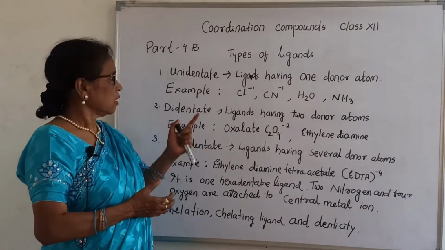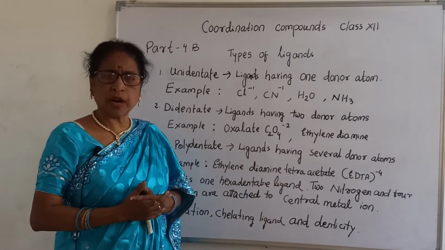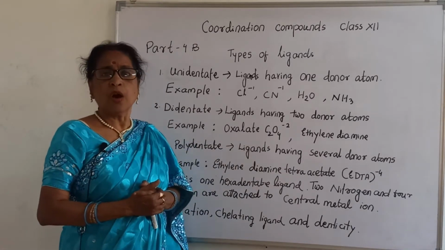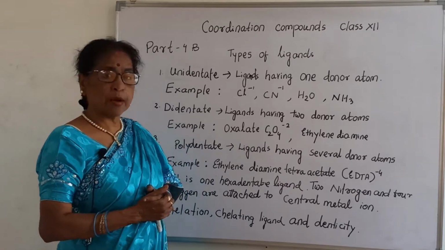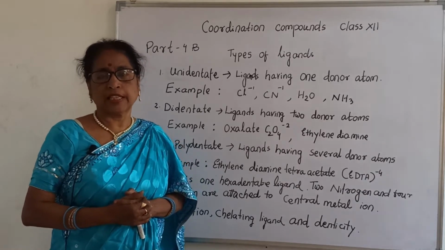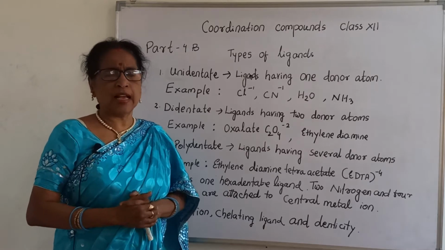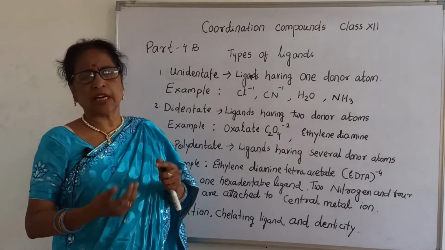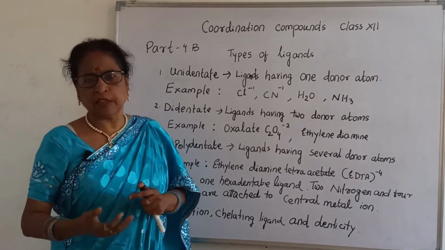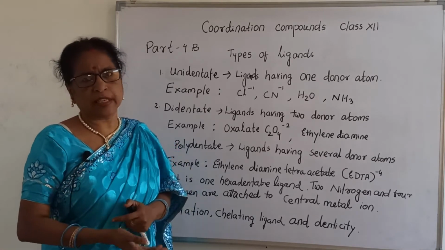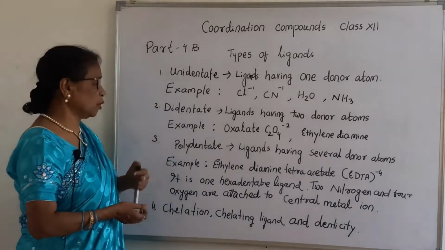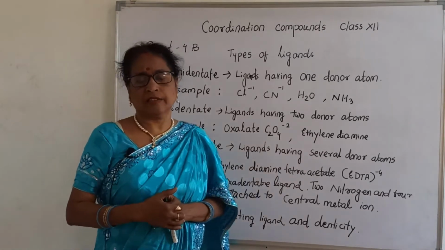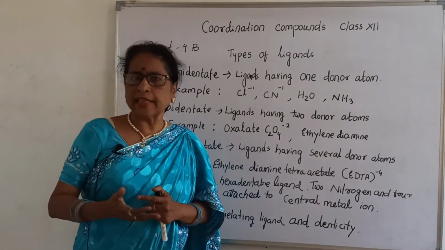Examples: Cl minus chloride, CN minus cyanide, H2O water, ammonia NH3. These are known as unidentate ligands. Again we will see which are negative ions and which are neutral molecules, after that it will be clear. Now come to didentate ligand, or you can say bidentate ligand.